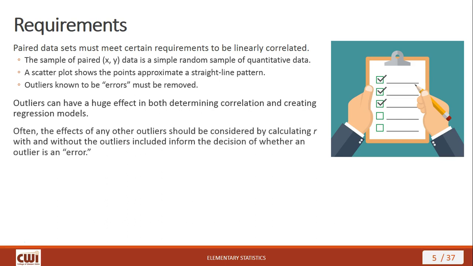Oftentimes, the effects of any outliers should be considered by calculating R with and without the outliers included. And so you can't just take data points out of your data set. You need to have justification for removing data points from your data set.